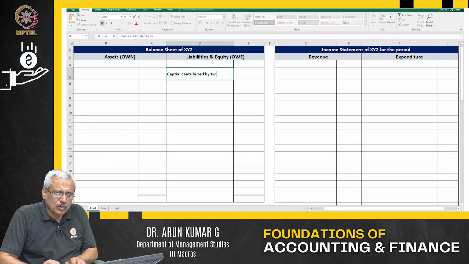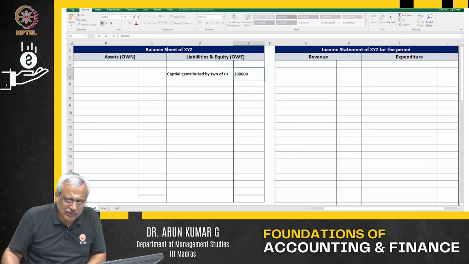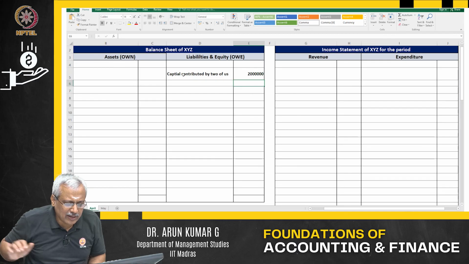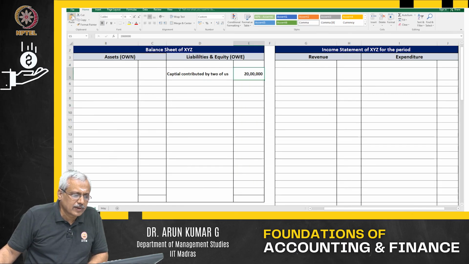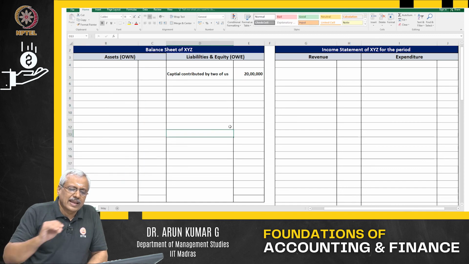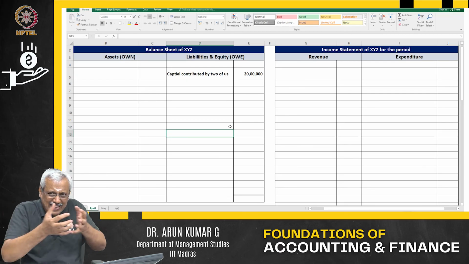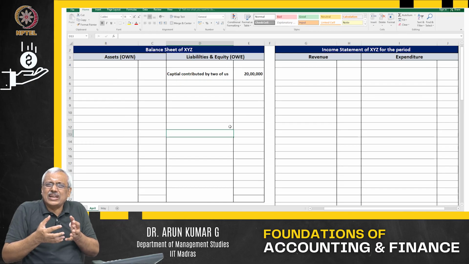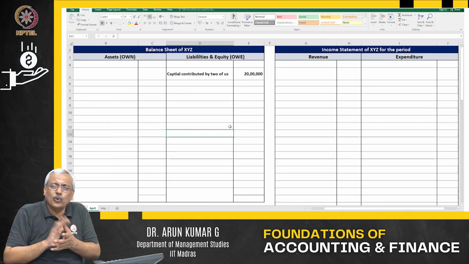by two of us. I am just telling you. So, the capital contributed by two of us, what is it? Yeah, 20 lakhs here. Capital contributed by two of us. So, what happens? The moment we have contributed, XYZ has taken that money. So, XYZ owes that money back to us when the entity is closing down. So, that is where it is owing.